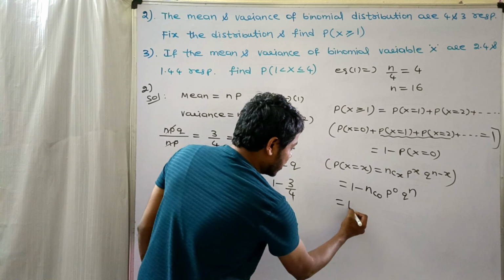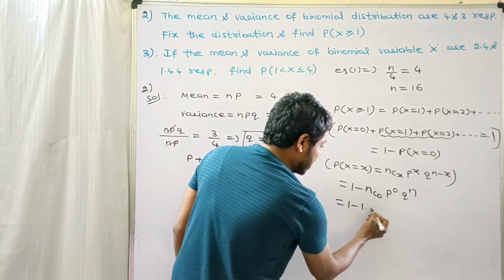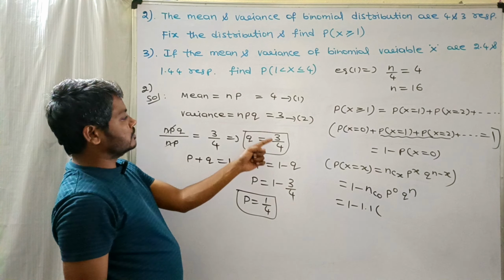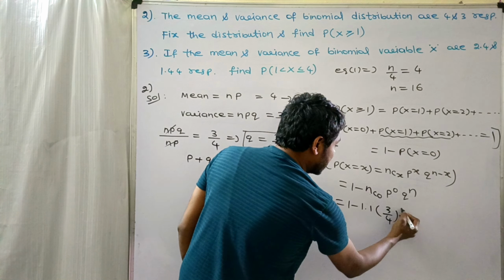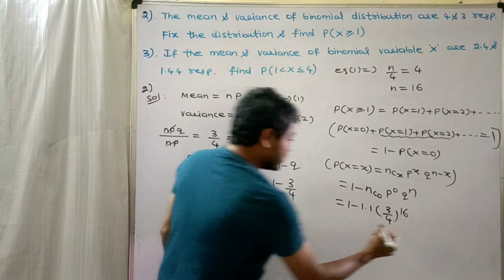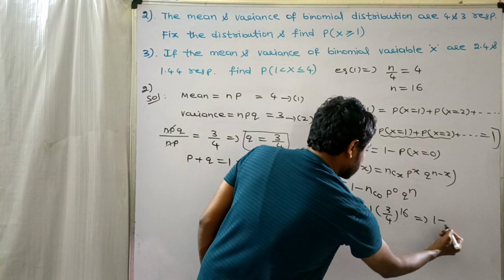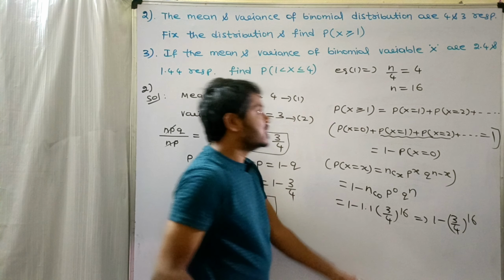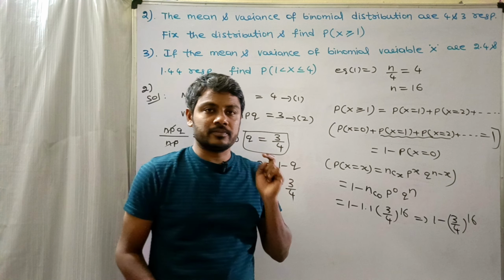Now again, it is 1 minus, what is the nC0 value? 1. And the p^0 value? 1. And what is q? 3 by 4, whole to the power of n. N is what? 16. So this implies 1 minus (3/4) to the power of 16. So this is the value of P(X) greater than or equal to 1.